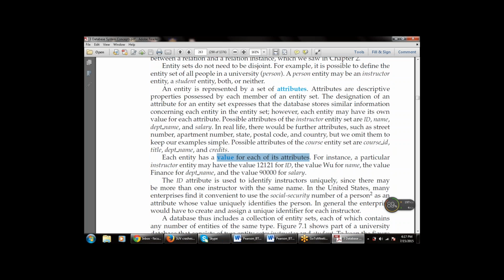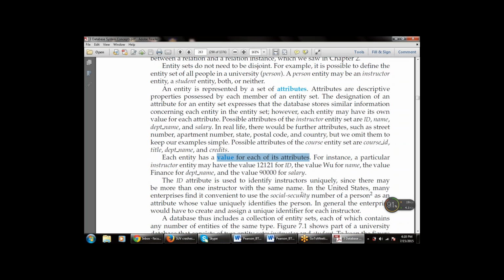And each entity has a value for each of its attributes, like name, age, roll number. For example, a particular instructor entity may have the value 12121 for the ID, the value MU for the name, the value finance for the department name, and the value 90,000 for the salary. So these are the values available for the various attributes of the entity.